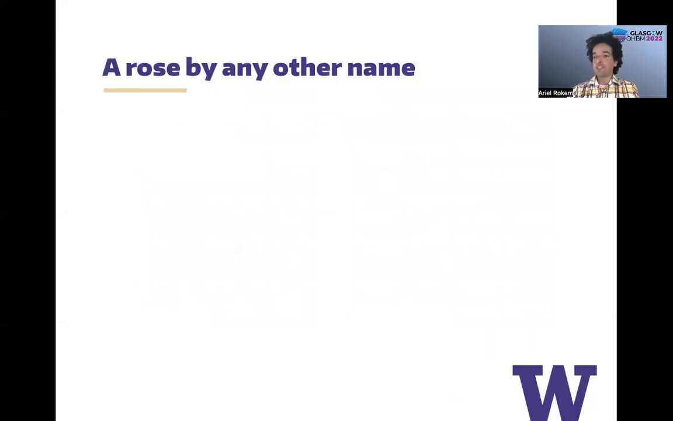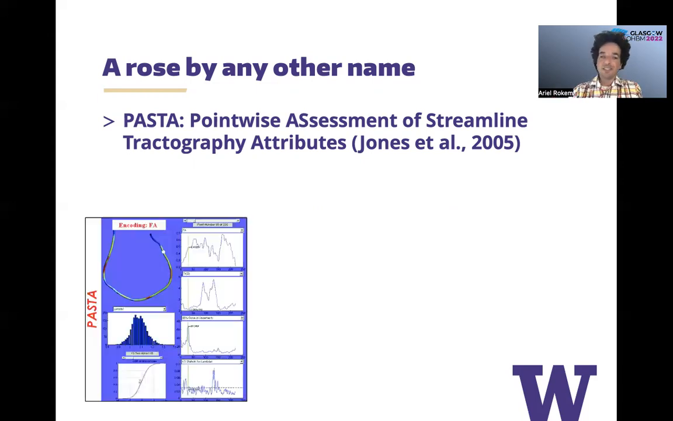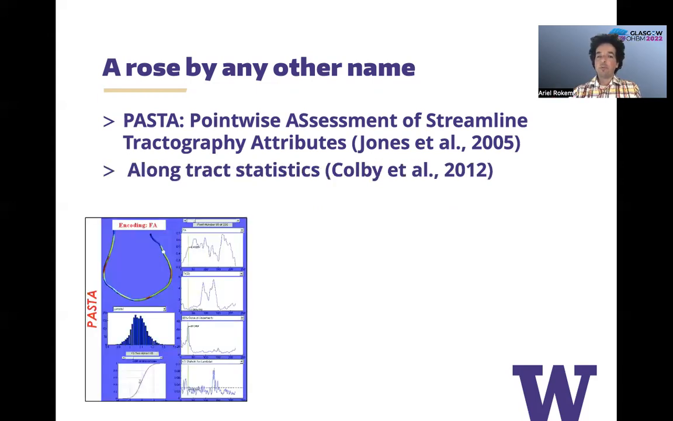Now, I should emphasize, and you might hear from others here in this course also, that there are many names for tractometry. We've used the name tractometry. I've used the name automated fiber quantification, or AFQ, but others have also proposed other names. For example, this wonderful acronym, Pointwise Assessment of Streamlined Tractography Attributes, which actually preceded the AFQ method by a few years, proposed by Derek Jones and colleagues in 2005, PASTA. And this is an image from their paper.